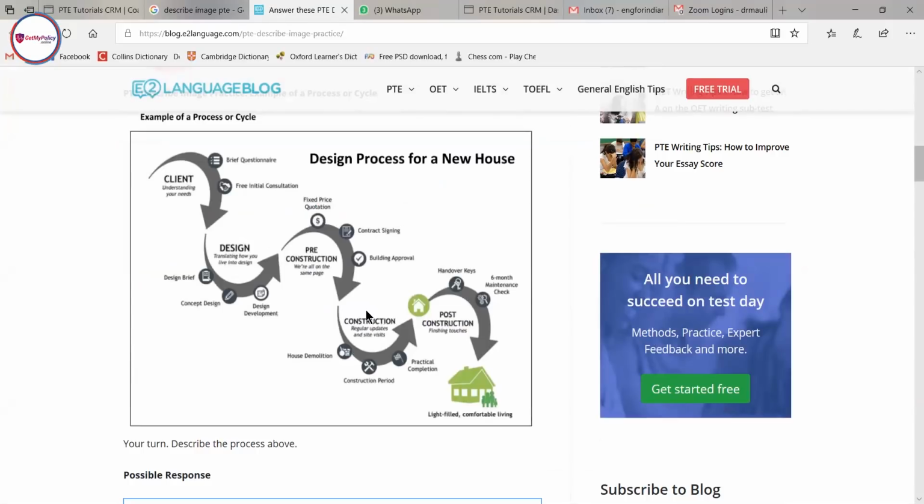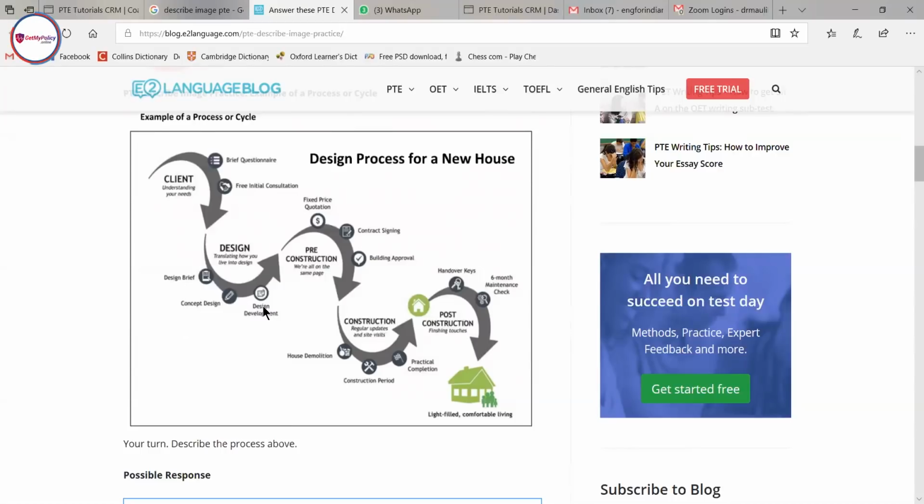That's it. Now, without taking 25 seconds, I see that there is a design process for a new house. It has been divided into 5 major steps. If I talk about the very first step, it is client, and it is labeled as understanding your needs. It has 2 components. That is brief questionnaire, where people might be asking some questions, and the other one is free initial consultation. Before going into the pre-construction stage, it passes through design that labels translating how you live into design. And it has 3 components: design brief, concept design, and design development.